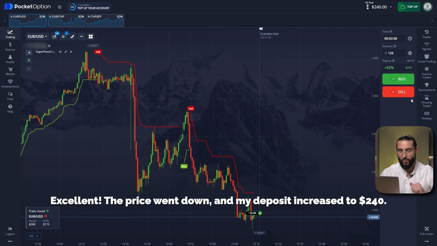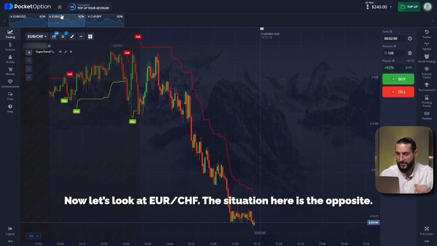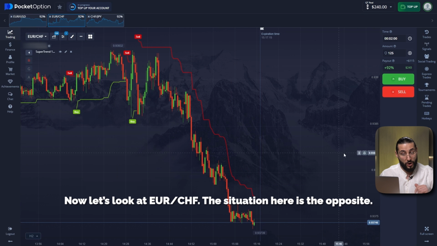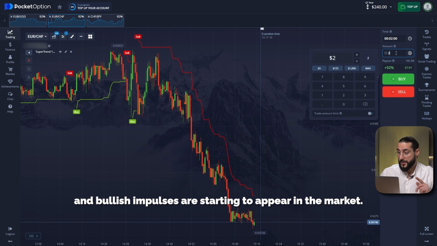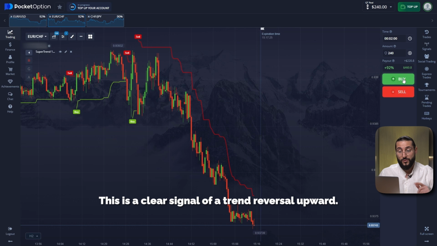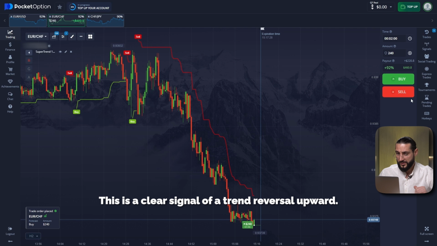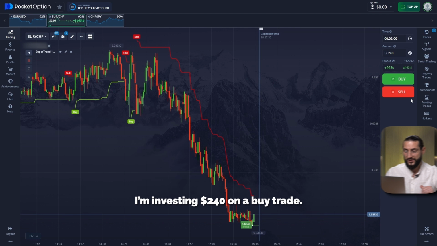Excellent. The price went down and my deposit increased to $240. Now let's look at EUR/CHF. The situation here is the opposite. The price has reached a historical low and bullish impulses are starting to appear in the market. This is a clear signal for a trend reversal upward. I'm investing $240 on a buy trade.